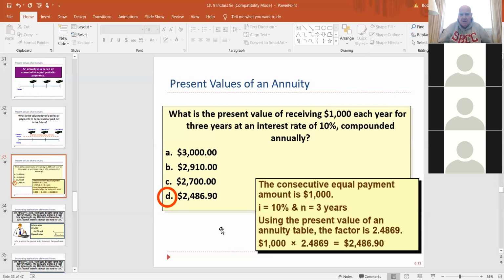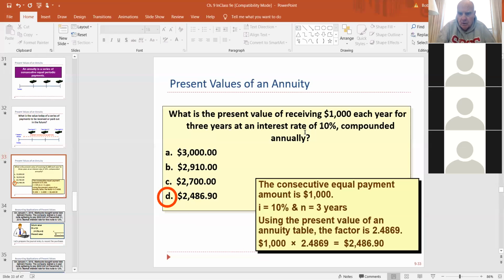So let's see what they have for us here. What is the present value? What's the money worth today of receiving $1,000 a year for 3 years at an interest rate of 10% compounded annually? Well, we go to the annuity table, not the present value for a single table. The single number table is on top. The annuity table would come after that, in the next page probably.